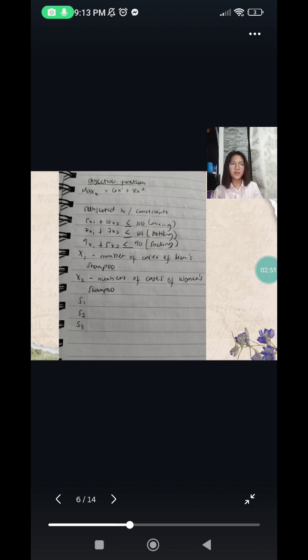So, this is our objective function: x sub 1 plus 8 x sub 2, subject to the constraints. Here are our mixing, bottling, and packing. Our x sub 1 represents the number of pieces of the men's shampoo, and x sub 2 represents the cases of women's shampoo. We also added three slacks, S1, S2, and S3. Next.